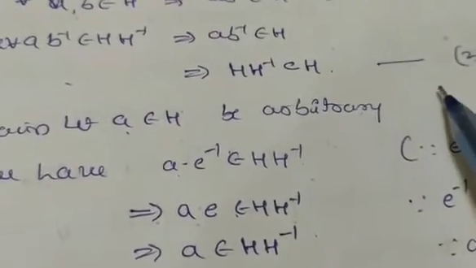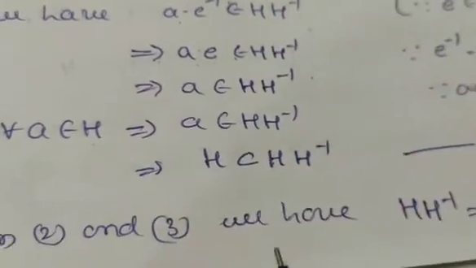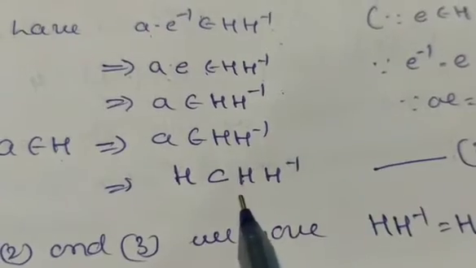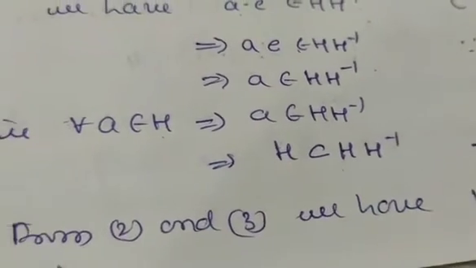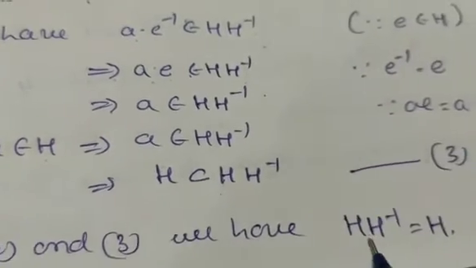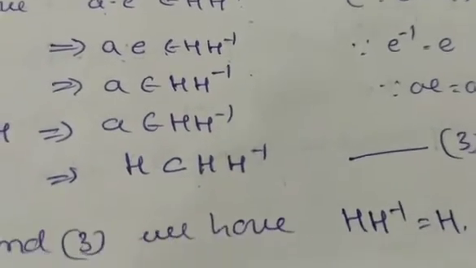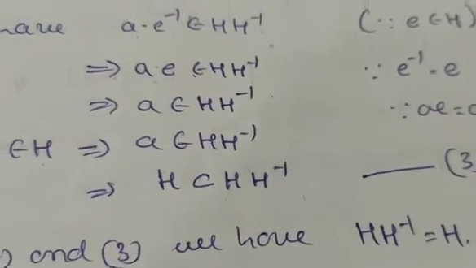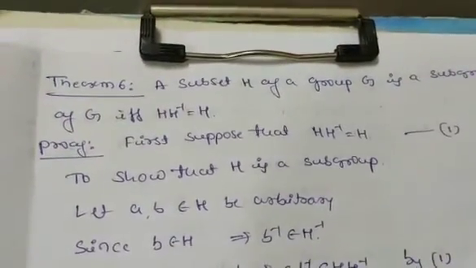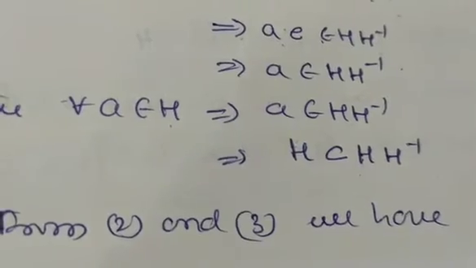In equation 2 we proved H into H inverse is contained in H, and in equation 3 we proved H is contained in H into H inverse. So from equations 2 and 3 we have H into H inverse is equal to H. This is the proof of this theorem. So what we have proved is that a subset H of a group G is a subgroup of G if and only if H into H inverse is equal to H. This completes the proof.